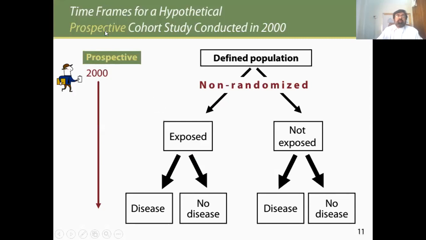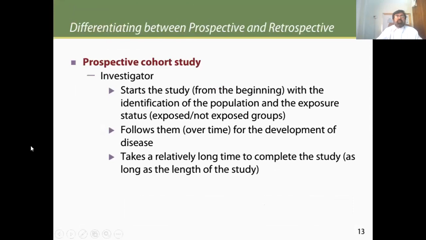A time frame for a hypothetical prospective cohort study conducted in 2000. This is an example. Define the population. Non-randomization: there is no randomization for this type of study. And you are dividing the groups into two, exposed and not exposed, and there are 4 possible groups, 2 groups each for exposed and non-exposed.